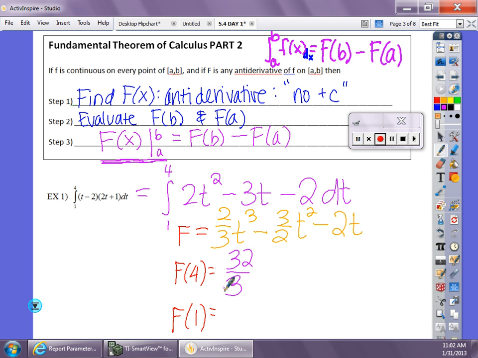All right, f of 1. Negative 17 over 6. All right. So to find the actual answer, I would do 32 thirds minus negative 17/6. Don't forget to minus a negative. You'll even see me make that mistake here and there. Minus the negative.